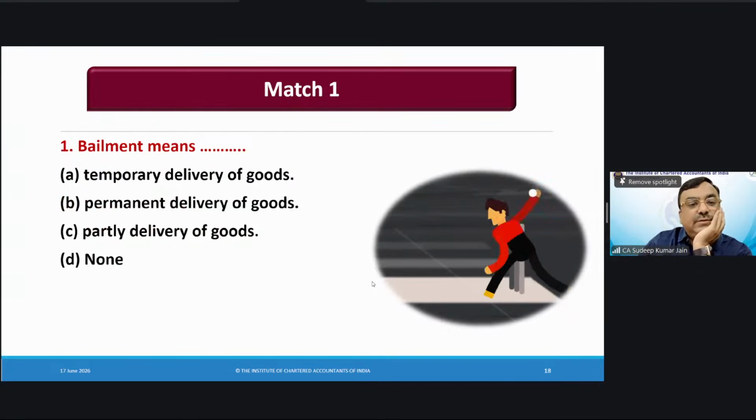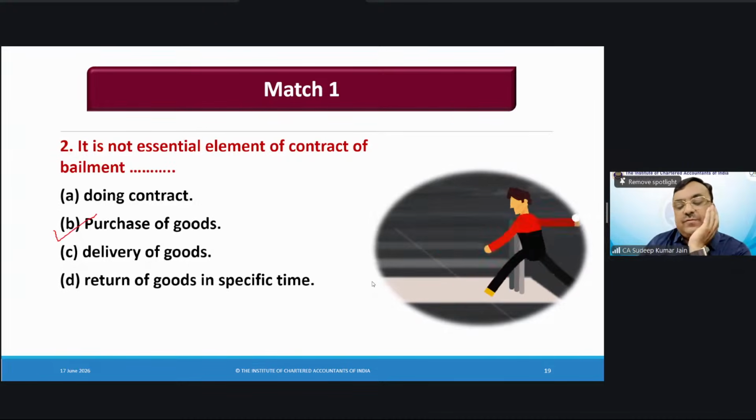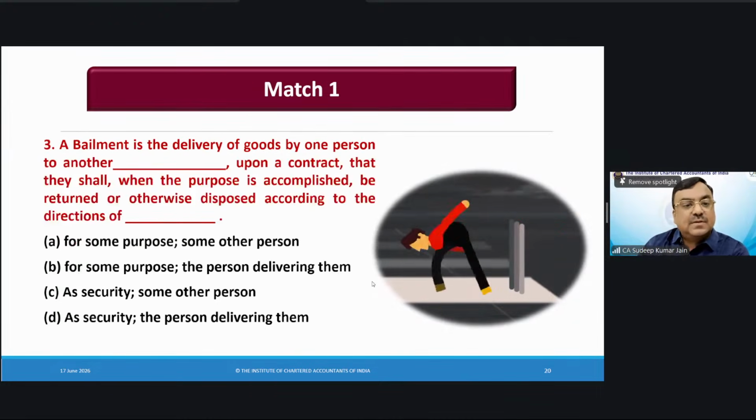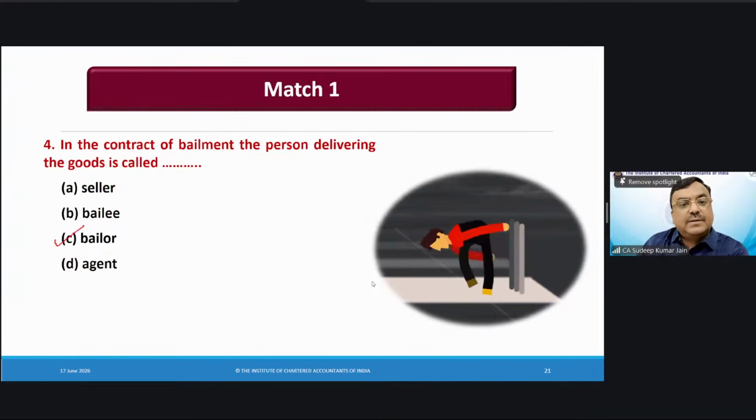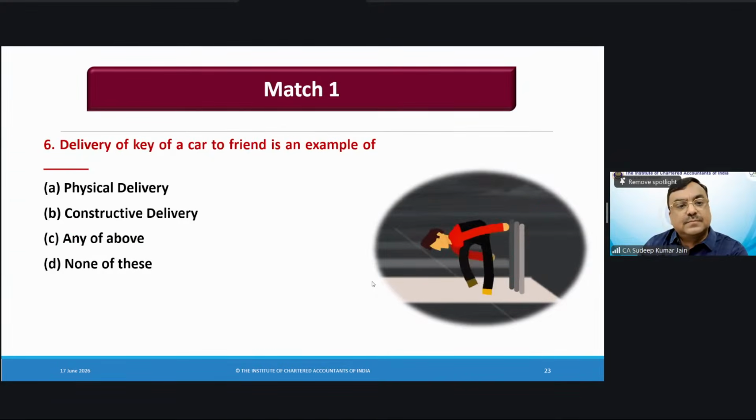Bailment means temporary delivery of goods, not essential purchase of goods, for some purpose the person delivering them is called bailer, either A or B, constructive delivery.